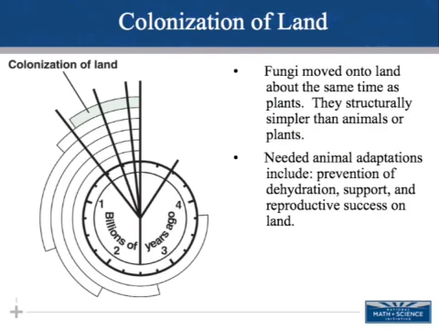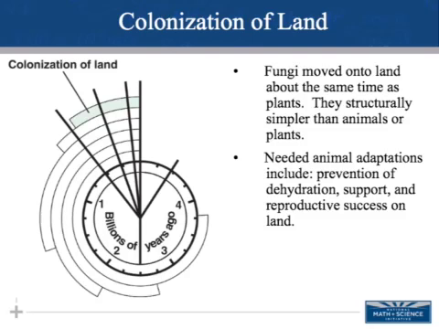Fungi came onto land about the same time as plants. Structurally, they are simpler than animals or plants. Remember, fungi are heterotrophs. They are not mobile. They do have a cell wall, though, but they're not doing photosynthesis like a plant.